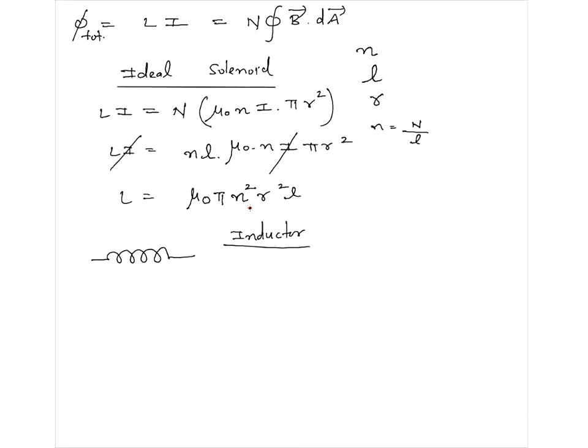So maybe a thick and very good quality conductor is used, like copper, and that too thick. So when we talk of an ideal inductor, it means that there is no resistance in it. But practically there will be some resistance.